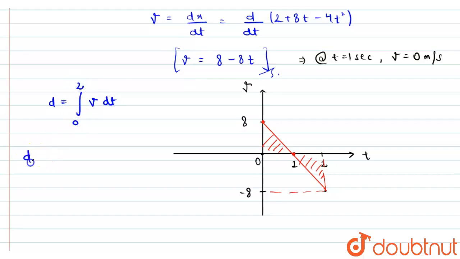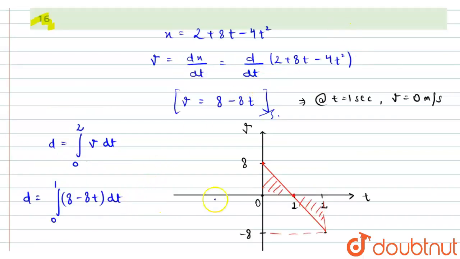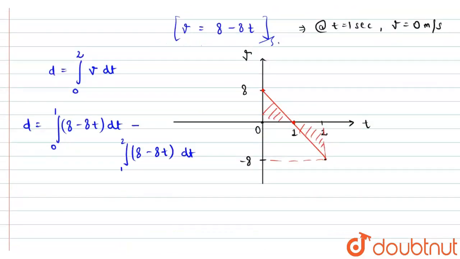So the distance traveled will be equal to, if I do it in parts, from 0 to 1 we have integral of 8 minus 8t dt, and here we have a negative area, so it would be minus integral from 1 to 2 of 8 minus 8t dt, right? So after integrating 8 minus 8t, we will get 8t minus 4t square from the limits 0 to 1, minus here also 8t minus 4t square from the limits 1 to 2.